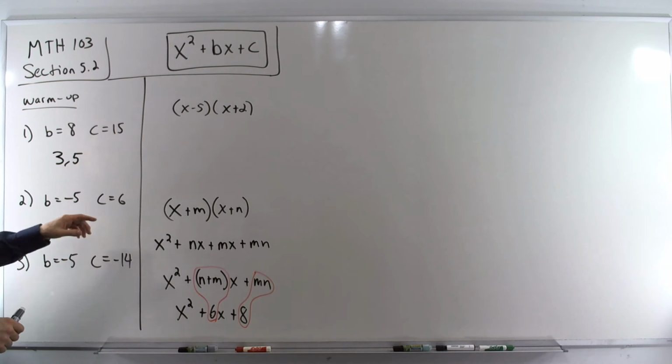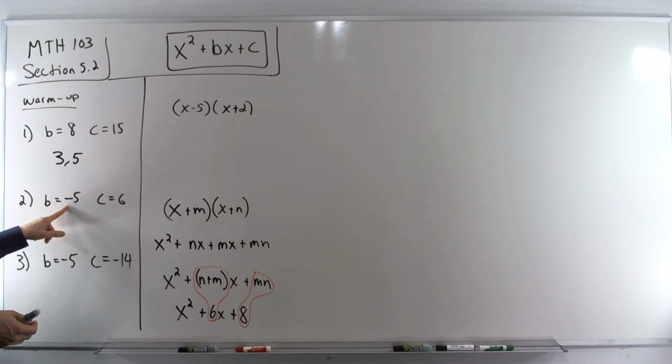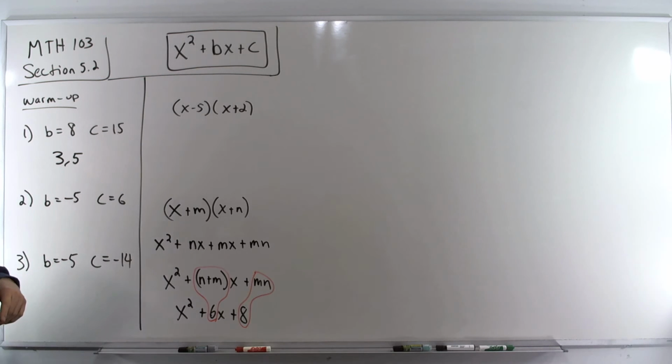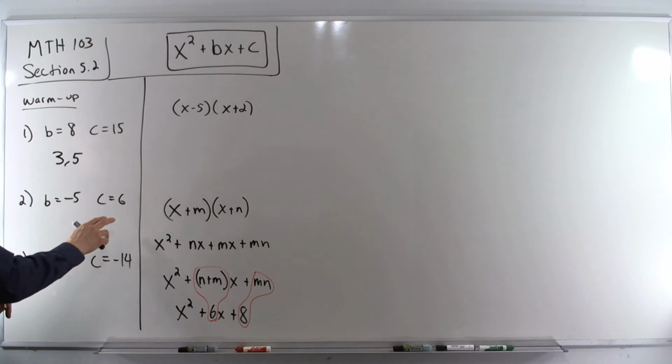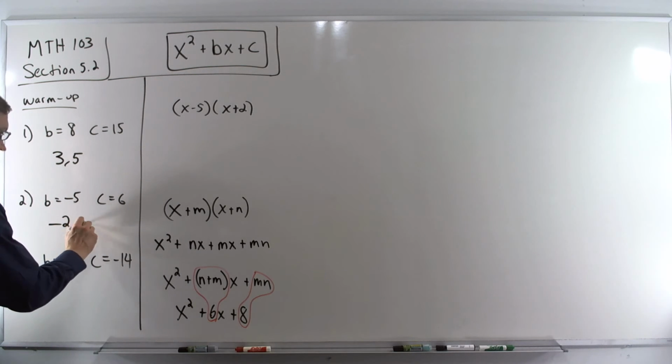In number 2, we want two numbers that multiply to get 6 and add to get -5. So C is a positive value. That means the two numbers must be either both positive or both negative. Well, which is it? The sign of B tells us. Since B is negative, the two numbers have to be negative. So 6 can be found by multiplying 1 and 6, but that doesn't add to 5. How about 2 and 3? If we add together -2 and -3, we get -5. So there we go, -2 and -3.